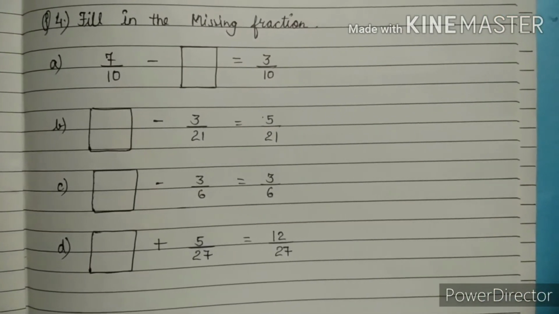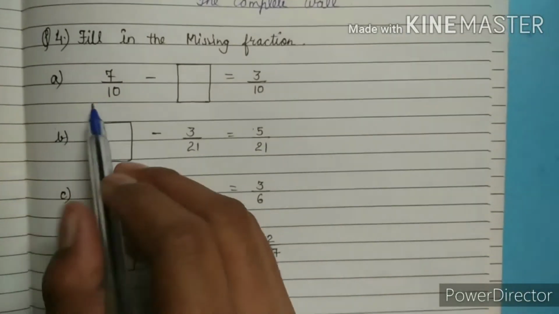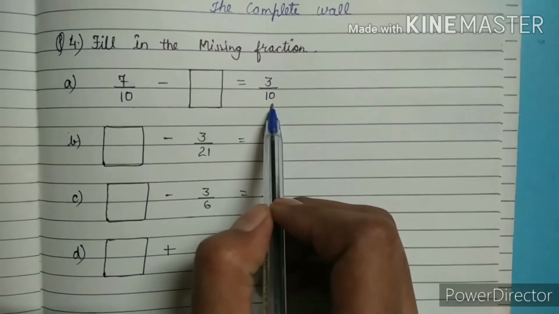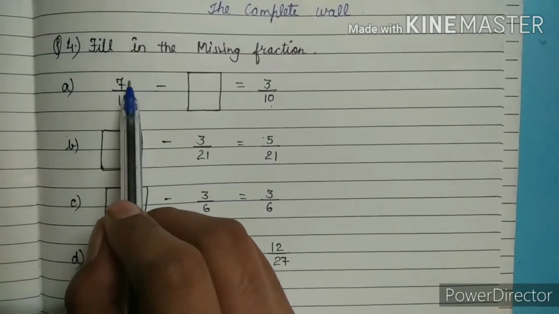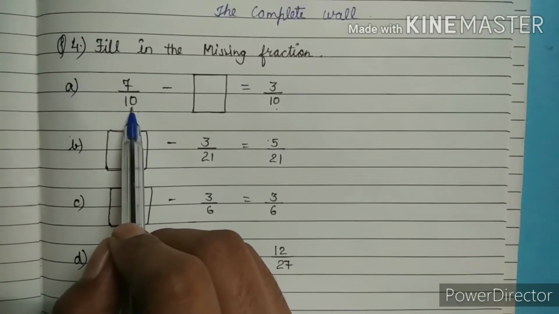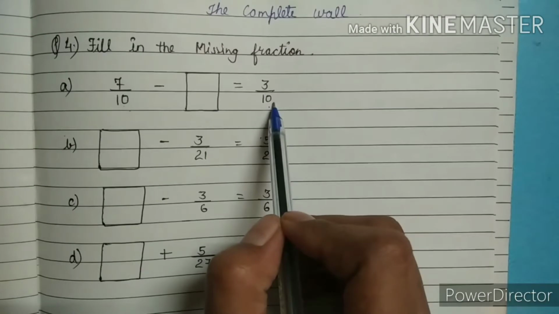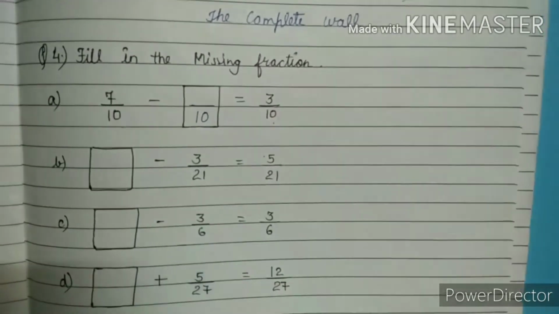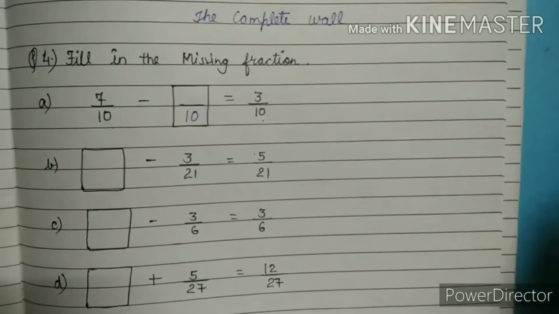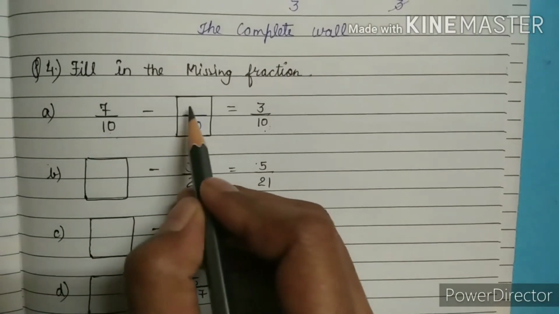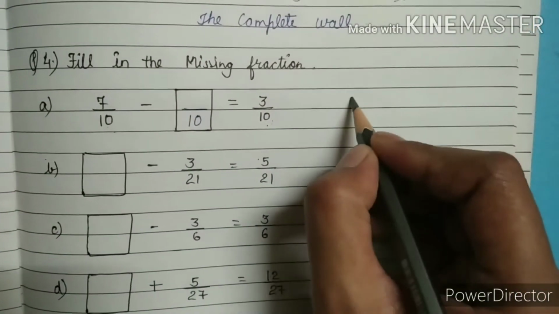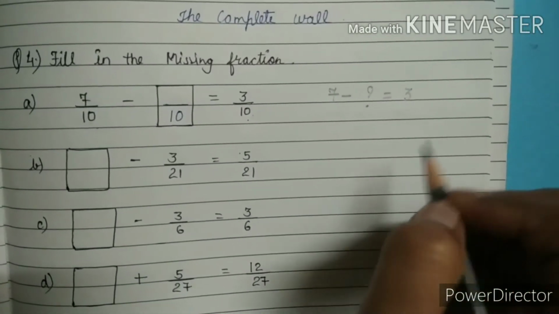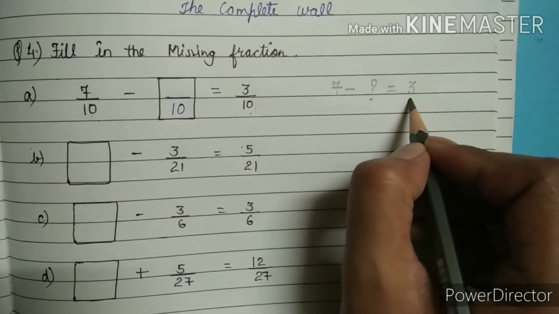Question number 4 is filling the missing fraction. A is 7 by 10 minus fill up is equal to 3 by 10. You can see here 7 by 10 has denominator 10 and 3 by 10 also has denominator 10. It means in the missing fraction the denominator is 10. Now how can we identify it? So you can see from 7, which number can be subtracted to get 3?